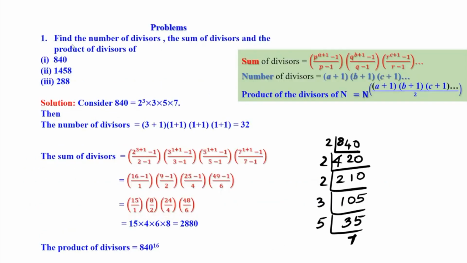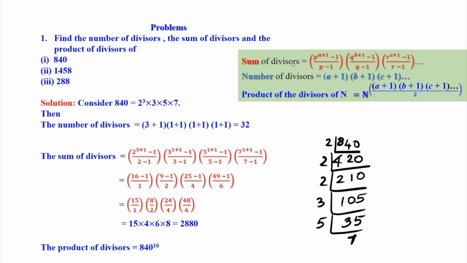Now in the first problem we have three subdivisions. We want to find the number of divisors, sum of divisors and the product of divisors of these three numbers. So first we shall consider 840. By the fundamental theorem of arithmetic, by performing this division, we can write 840 as 2 cubed into 3 into 5 into 7.